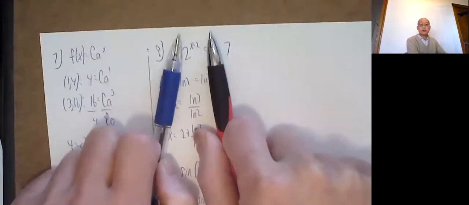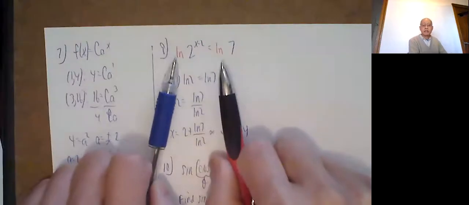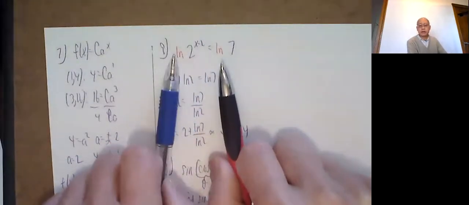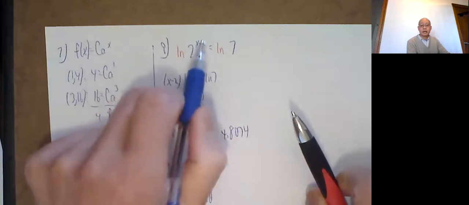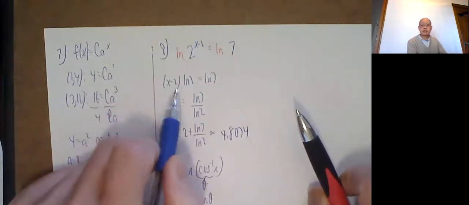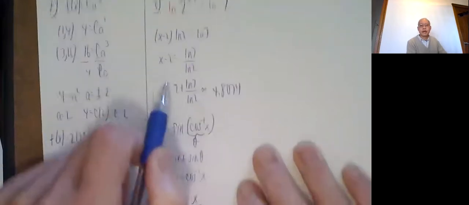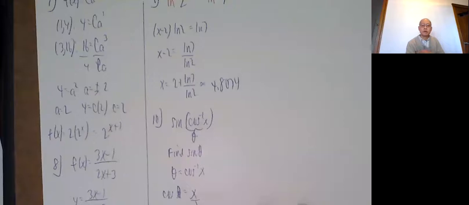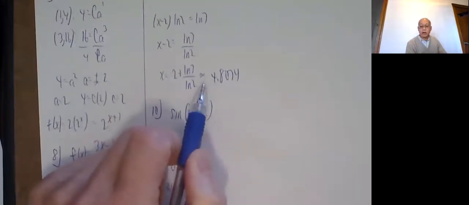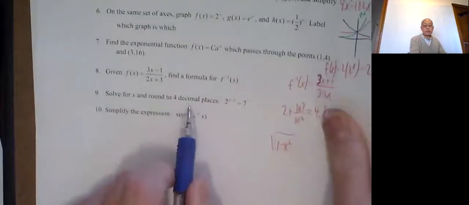Number 9. 2 to the x minus 2 equals 7. Take the natural log of both sides, ln, ln. By doing that, I get to bring the x minus 2 in front. Property of exponents, that if you have an ln there, then that gets to come down. So (x minus 2) ln 2 equals ln 7. Divide by ln 2 and add 2. So x equals 2 plus natural log of 7 divided by natural log of 2. Punch that in the machine: 4.8074 to 4 decimal places. The question asks for 4 decimal places.